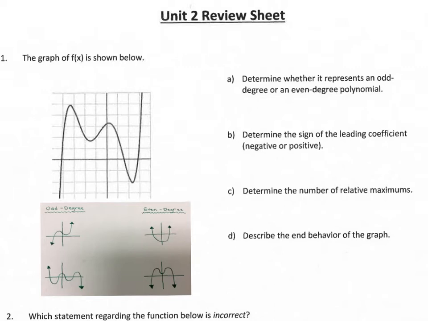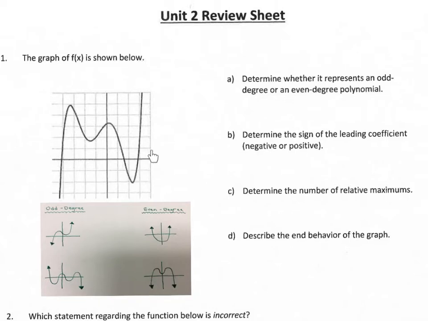Now, an odd degree function opens in opposite directions. So if you'll notice here, to the left, it's going down, and as you go to the right on the graph, it's opening up. So as x approaches negative infinity, it's going down, and as x approaches positive infinity, it's going up. Same thing here. When you go to the left on your graph, this arrow is pointing up, and when you go to the right, this arrow is pointing down. So an odd degree function opens in opposite directions, like these, and an even degree function opens in the same direction. This one's opening up, this one's opening down.